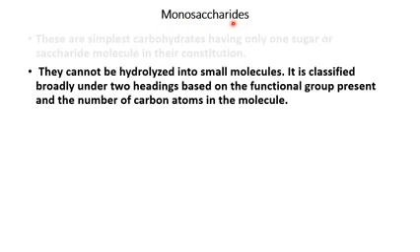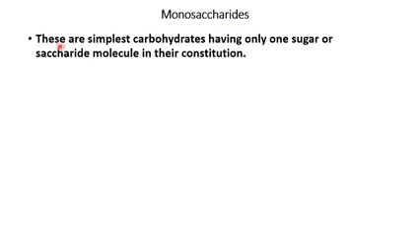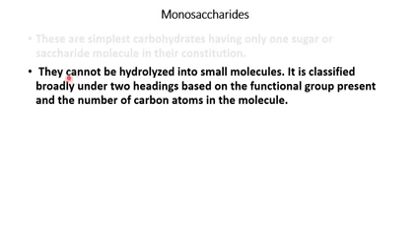First one is monosaccharides. These are the simplest carbohydrates, having only one sugar or saccharide unit. They cannot be further hydrolyzed. They will have one functional group, aldehyde or ketone, and many hydroxy groups. So they cannot be hydrolyzed into smaller molecules, as we have discussed earlier.